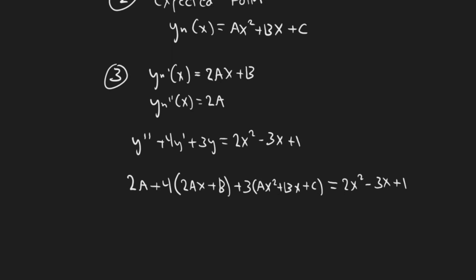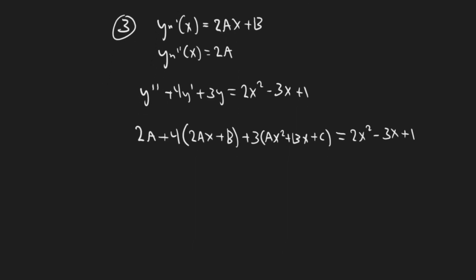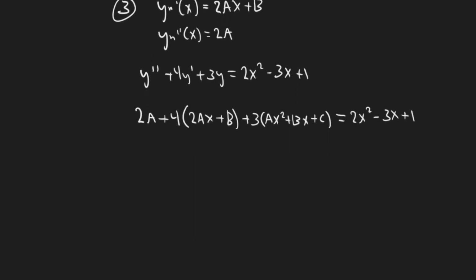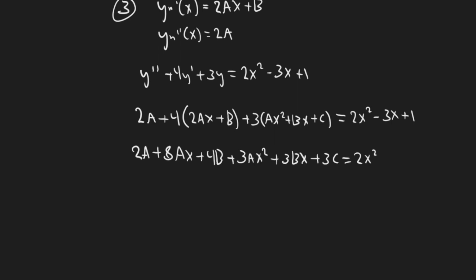All right, so to move forward, we're basically just going to distribute the 2, 4, and the 3. So the 2 is already just with a, but here we can have 8ax plus 4b, and we can say plus 3ax squared plus 3bx plus 3c, still equal to the same 2x squared minus 3x plus 1.